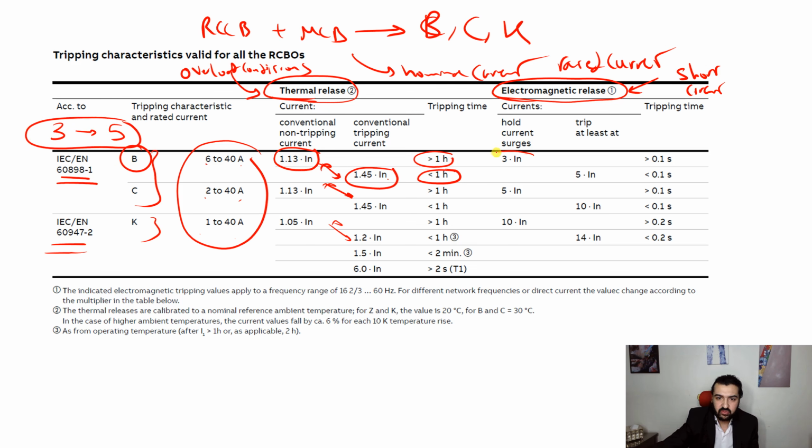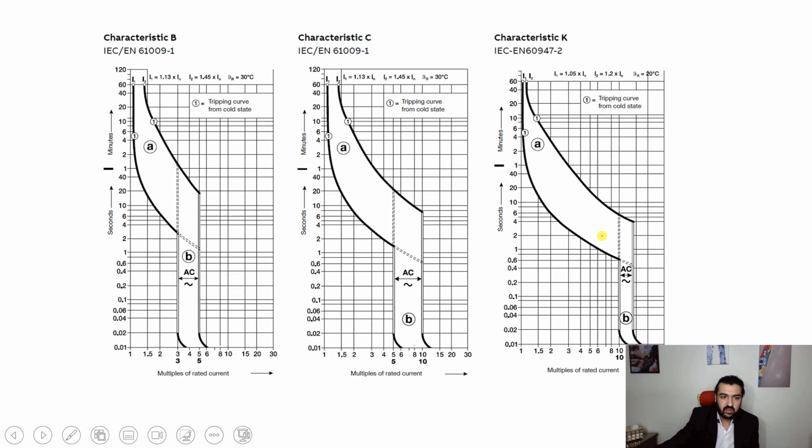Here you can see from 3 to 5 times the hold current surge, and tripping starts from 5 I nominal. So it is the range for short circuit tripping. Here for C type it is 5 to 10 times, and K from 10 to 14, as I said before. Now let's see this in the next slide.